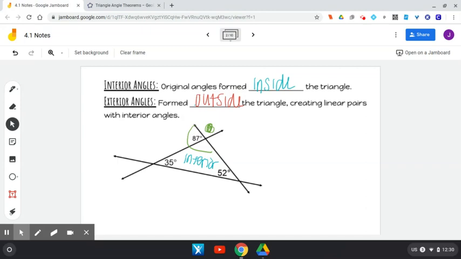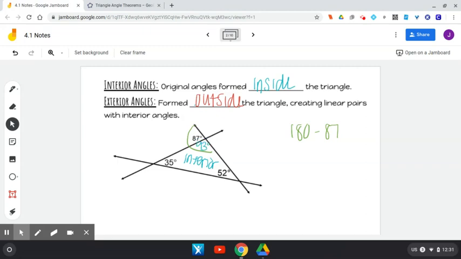So we won't be using that as an exterior angle. But if we were to do the math really quick for this one, 180 minus 87 gives us 93 degrees. So this last angle inside is 93 degrees.